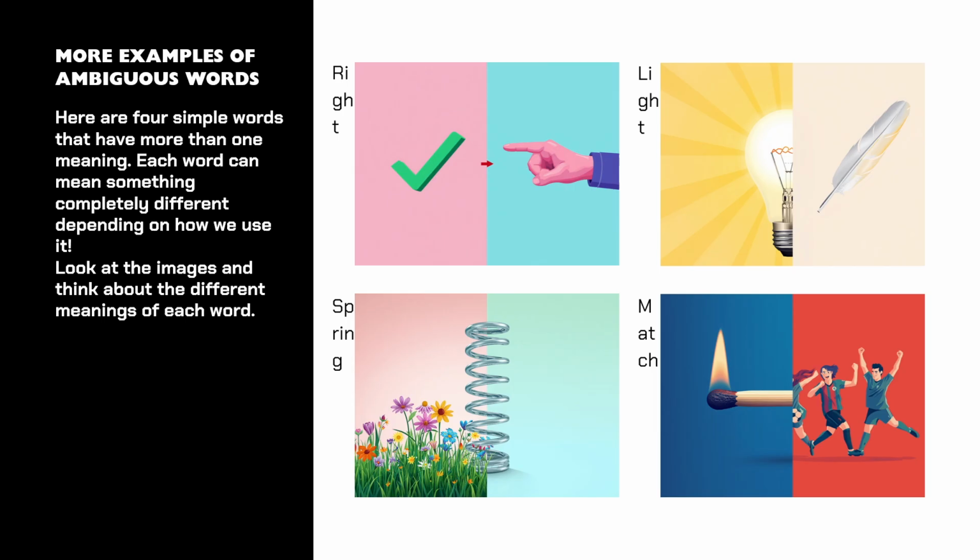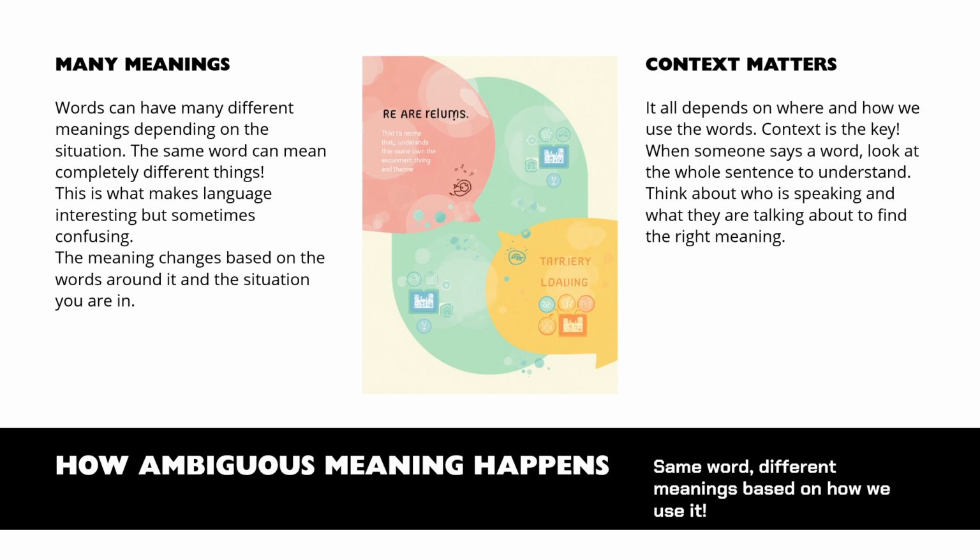Interesting, right? There are so many more examples. Words like right, light, spring, and match. Each of these has multiple meanings depending on the situation. So how does this ambiguous meaning happen? Well, words can have many meanings. It all depends on where and how we use them in our daily conversations.